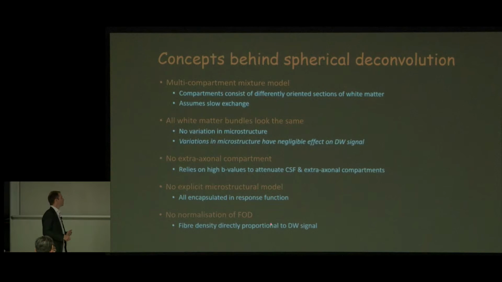And the final point here, which is quite a technical detail, but I think might interest some people in the audience, hopefully, is the issue of normalization of this fiber orientation density function. In MRtrix, we don't do any normalization of the signal whatsoever. And the idea is to retain that proportionality between the fiber density that we get and the diffusion signal. And I'll explain what I mean by that in a second.